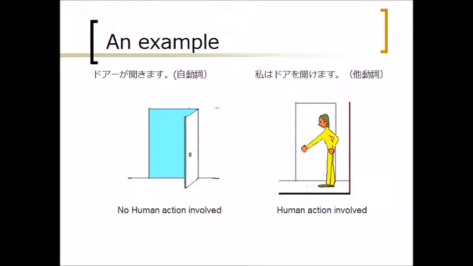Let's take a look at an example. Doa ga akimasu. There is no human action involved, so in this case, this is a jidoshi. As I mentioned earlier in my slide number 2, for jidoshi, the particle before the verb is usually ga. For tadoshi, the particle before the verb is usually o, as we can see here in this slide. Watashi wa doa o akemasu. There is actually a human action involved.